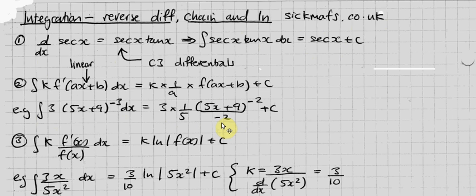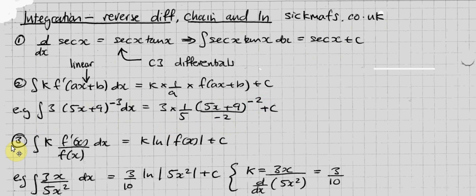Why is it called reverse chain rule? Because it's like the original chain rule. Original chain rule is about differentiation, isn't it? Normal chain rule, when you're differentiating, is times by the differential of the inside. We've got divide by the differential of the inside and integrate the outer function, as it were. So we integrated the outer function because we're doing the reverse of chain rule.